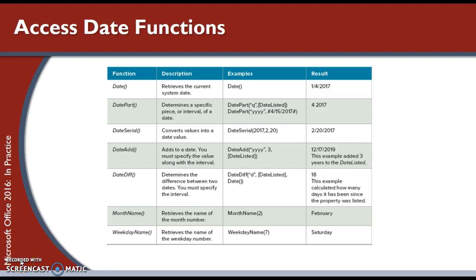There are a series of date functions that you can use in Access to provide the user with information regarding dates, and a listing of them is here on your screen. We have the Date function, which is just going to retrieve the current date. You have DatePart, which takes a part of your date based on a certain interval. You can have DateSerial, which is going to convert values into a date value.